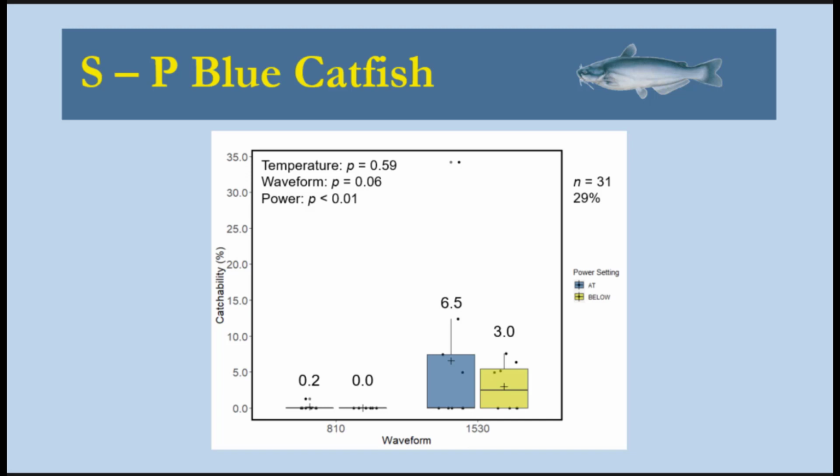You can see that with 810 for small blue catfish, we really struggled to get fish to come up. It's all highly variable, but with 1530 we had much better luck. The mean estimate of catchability at the power with 1530 was about 6.5% for small blues.